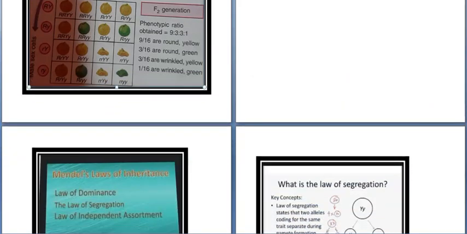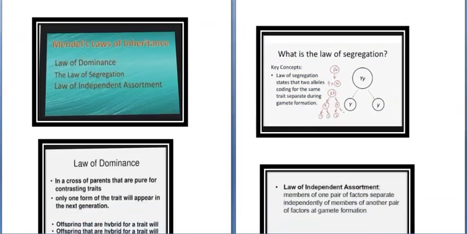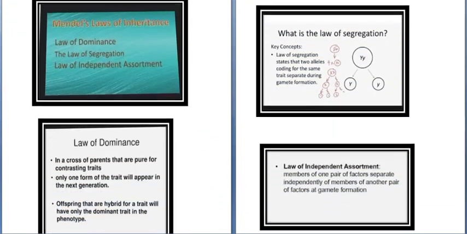Now let us proceed further with Mendel's laws of inheritance. Now Mendel gave 3 laws of inheritance. First law is called the law of dominance, then the law of segregation, and the third one is the law of independent assortment.